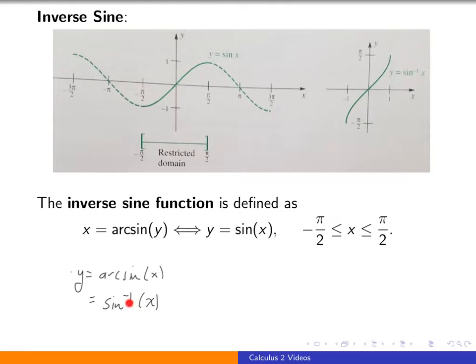But note, when you see this notation sine to the minus 1, do not confuse that with the reciprocal of sine. Remember, it is the inverse sine function. The domain of the inverse sine is minus 1 to 1, those outputs of the sine function. And its range would be the restriction of the sine domain, so minus pi over 2 to pi over 2. So let's go ahead and investigate a few examples dealing with the inverse sine function.